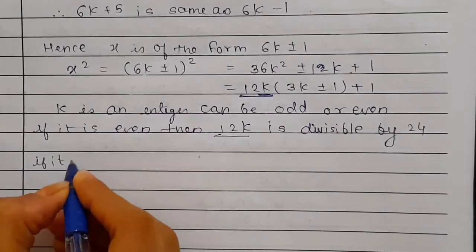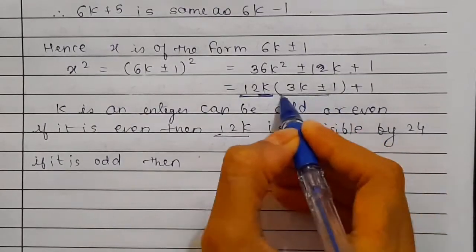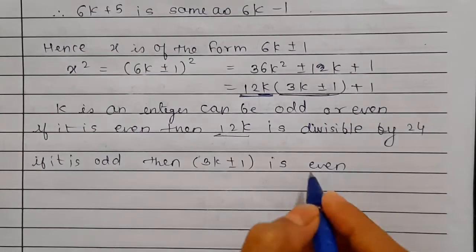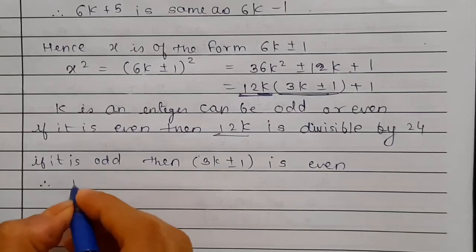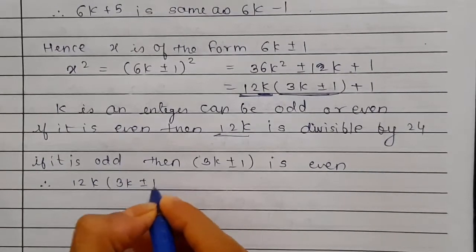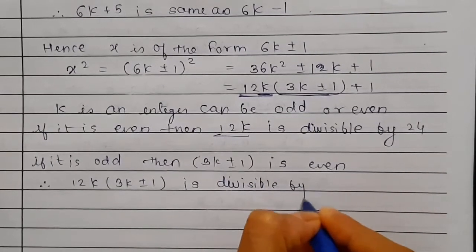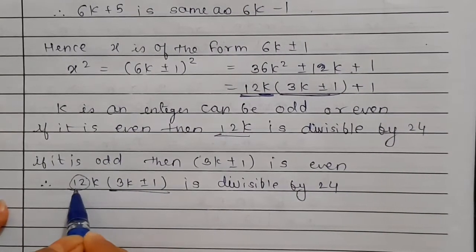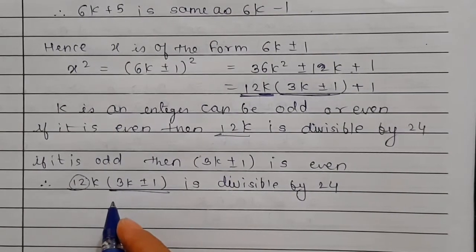if it is odd, then this 3k plus minus 1 is even, and therefore this 12k(3k plus minus 1) is divisible by 24. Okay, this is even, this 12 is even, so if you multiply these two, then you also get an even number which can be divisible by 24.